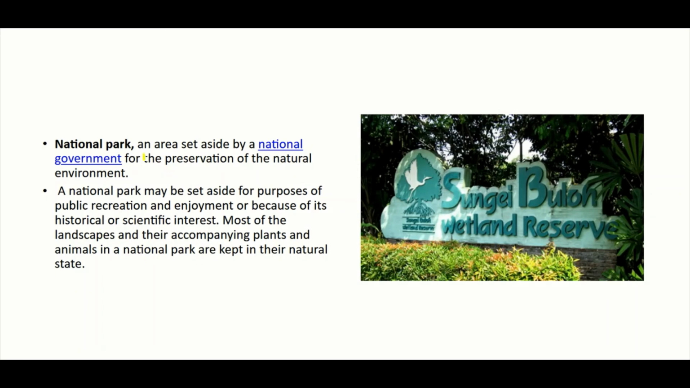National parks, on the other hand, are areas set aside by national government for preservation of the natural environment and may be set aside also for purposes of public recreation and enjoyment, or because historical or scientific interests are in that area. And most of the landscapes and the accompanying plants and animals in a national park are kept in their natural state. So they just enclose the area and leave the animals and the plants within their natural environment.